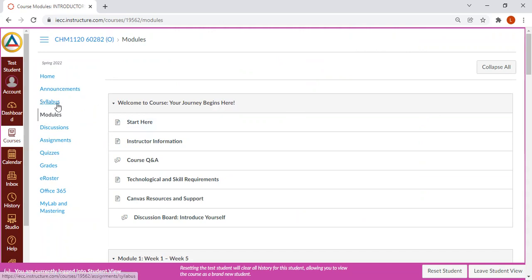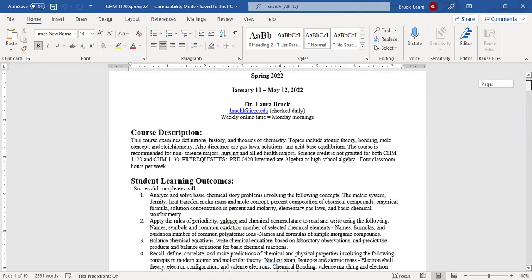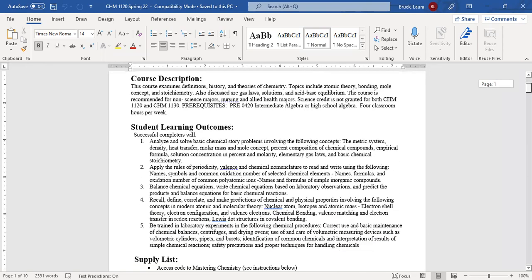I'm not sure why the syllabus button isn't showing the syllabus. So let me quickly pull up the syllabus. Okay, I want to share you this syllabus. So I will make sure that it's looking correct on Canvas in a minute. As soon as we're done with this video, I'll go fix that. I'm not sure why Canvas isn't showing the syllabus, but this is the syllabus for our course description, outcomes for the course, supply list, mastering chemistry.